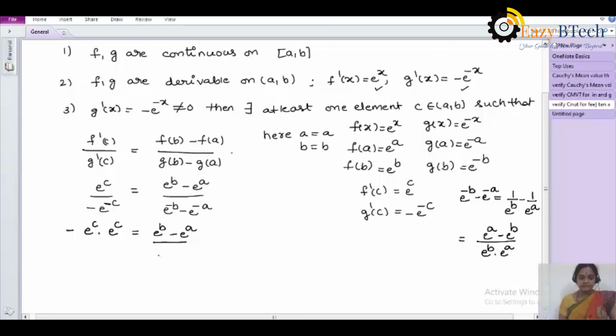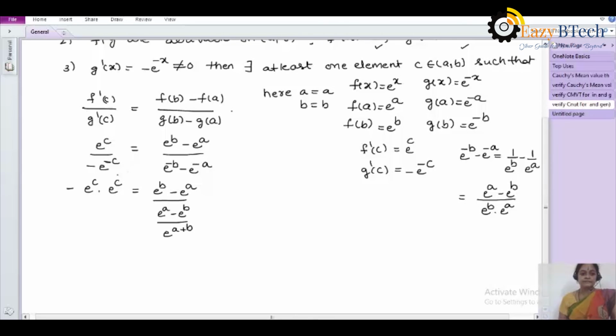Then substituting the value directly, e^a - e^b by e^(a+b), because the base is equal here, we are adding the exponential terms a plus b. Here, -e^(2c) is equal to (e^b - e^a) divided by (e^a - e^b) into e^(a+b).